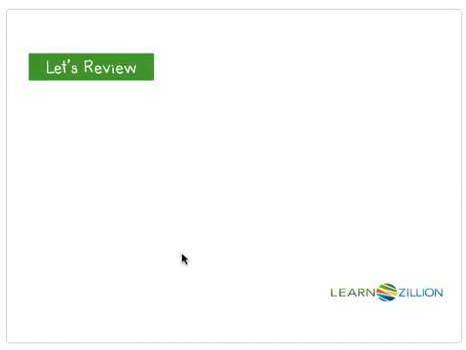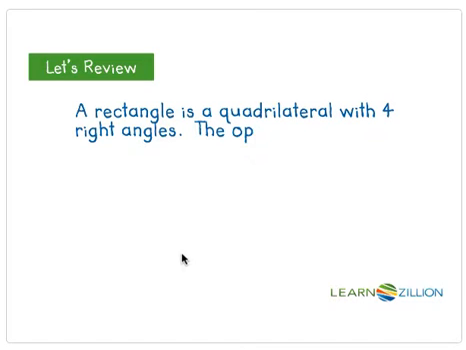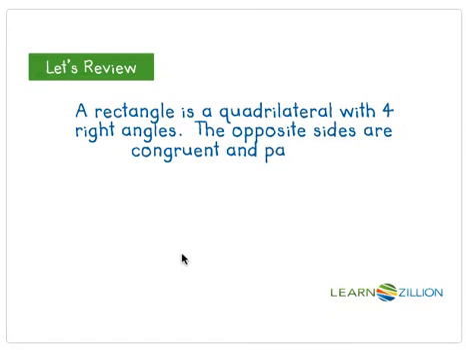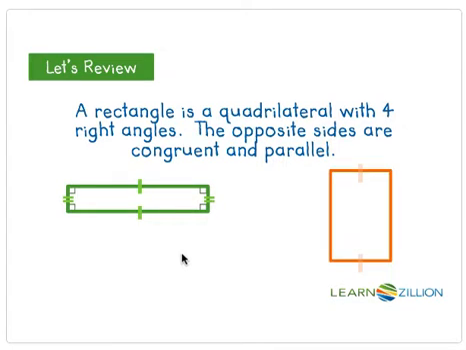Let's review. We already know what a rectangle looks like, but it is defined as a quadrilateral with 4 right angles. The opposite sides are congruent and parallel. A square is also classified as a rectangle because it's a quadrilateral with 4 right angles, and its opposite sides are congruent and parallel.